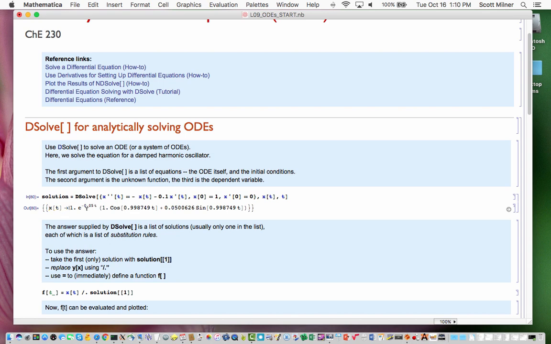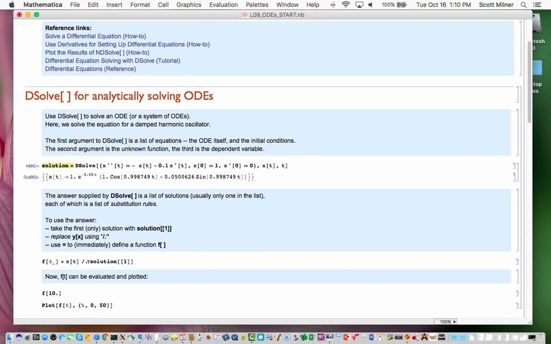To use this solution, which I've saved in the variable called solution, we typically use it to define a function. And here's an example of how that's done. So first we want the first and only solution, so we take solution sub 1, the first element in the list of solutions. And then we take x of t and substitute it by that solution. So slash dot can be read as substituted by. So this is x of t substituted by this rule. And then we immediately assign that to be the definition of a new function f.